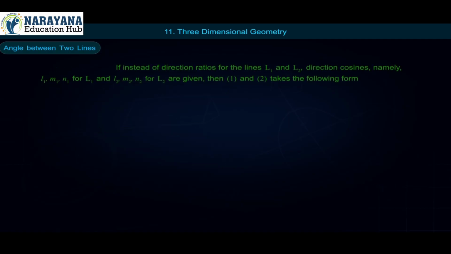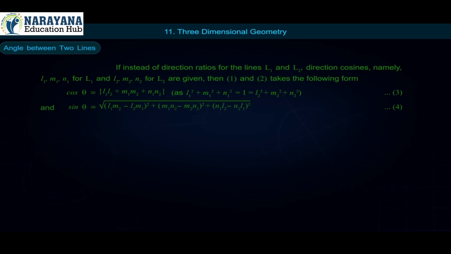If instead of direction ratios for the lines L1 and L2, direction cosines, namely l1, m1, n1 for L1 and l2, m2, n2 for L2, are given, then 1 and 2 take the following form. Cos theta equals modulus of (l1 l2 plus m1 m2 plus n1 n2), as l1 square plus m1 square plus n1 square equals 1 equals l2 square plus m2 square plus n2 square. Equation 3.